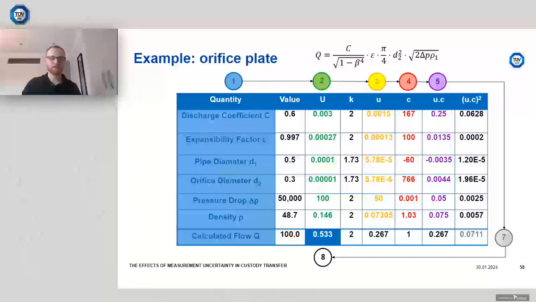And what we're doing is taking credit for the fact that if there's an uncertainty in a certain value, it might be pulling up the calculated flow, and if there's an uncertainty in another value, it may be pulling down the calculated flow, and that's essentially how it works.